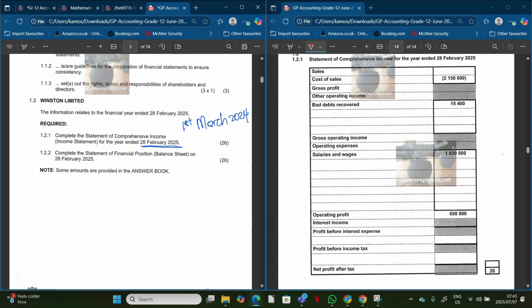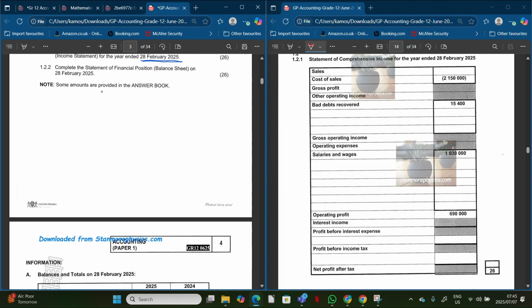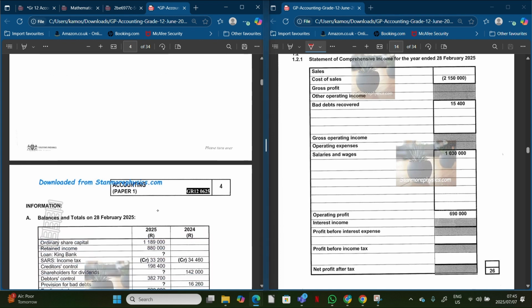The balance sheet we will look at in the future. I'll do a video on the balance sheet, but for now we're just going to focus on the income statement. So now, let's get into it. They're saying that note some amounts in the answer book are provided. As you can see, the cost of sales is given, the bad debts recovered, the salaries and wages, and the operating profit is basically given, right?